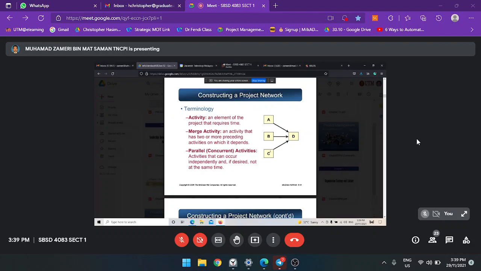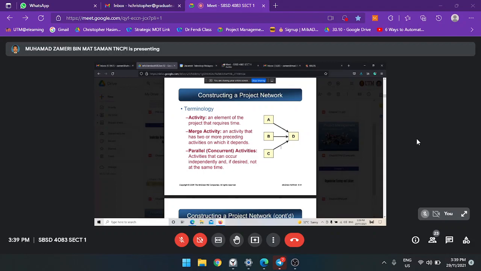Okay. Activity on arrow is not included in our syllabus. So please forget the activity on arrow. So you only focus on activity on node. Activity on node, that means in the box here, we call node. So activity happening here.